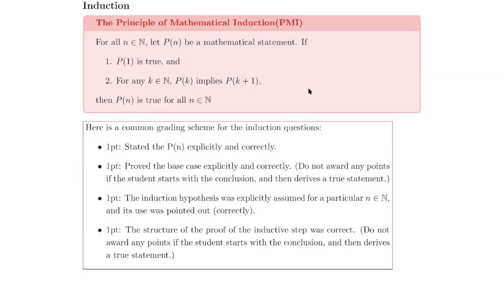abbreviation PMI. This is saying that if we have P1, P2, P3, such things, they are all mathematical statements. So suppose Pn is a mathematical statement for all n in natural numbers. And if the first statement, P1, is true, and for any k in natural numbers, Pk implies Pk plus 1, then Pn is true for all n in natural numbers.